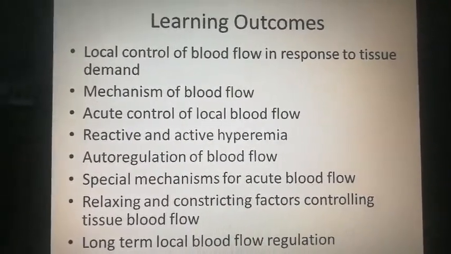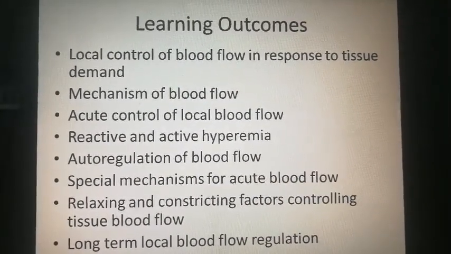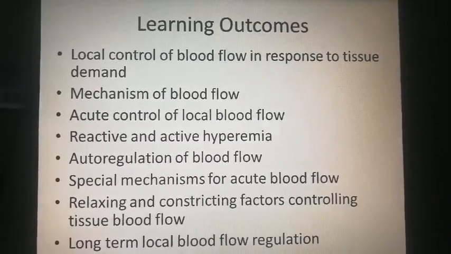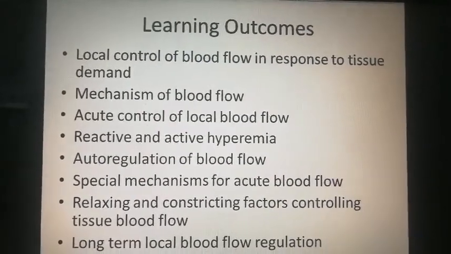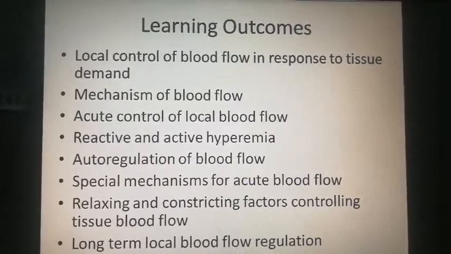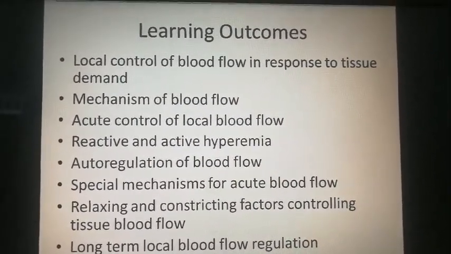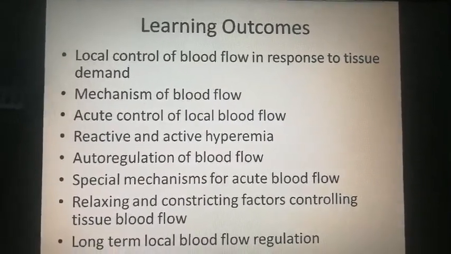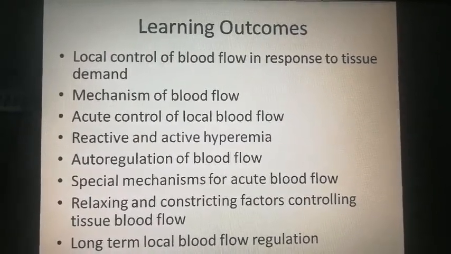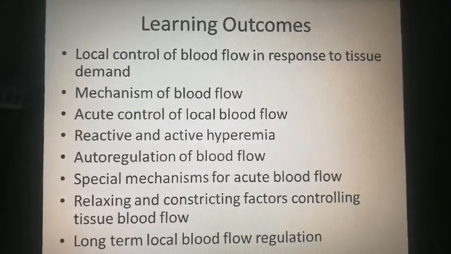So the local blood flow is mainly of two types: acute control of local blood flow and long-term local blood flow. So the regulation of local blood flow is of two types: acute and long-term. In the coming slides we will discuss these points one by one, and we will cover these topics in 2 lectures. So this is the first lecture.